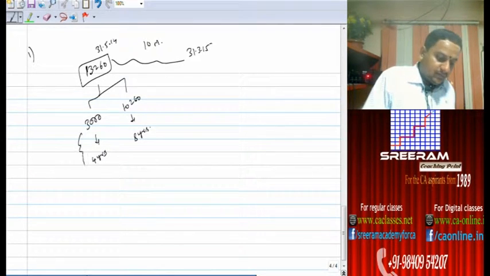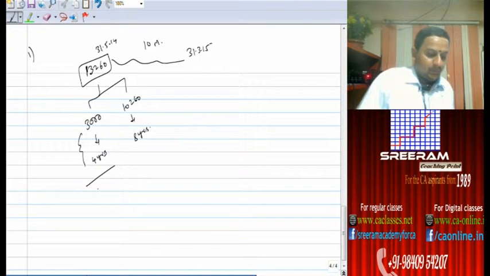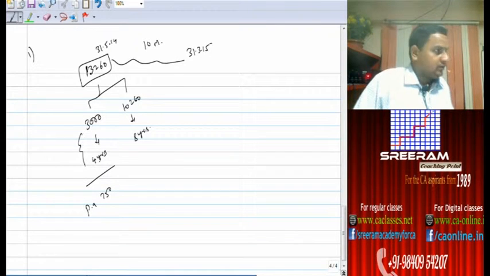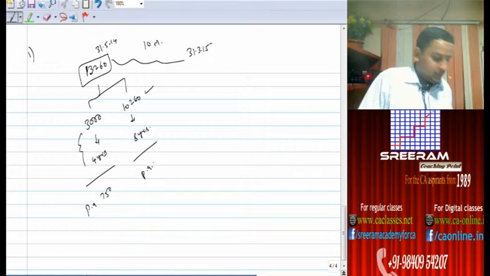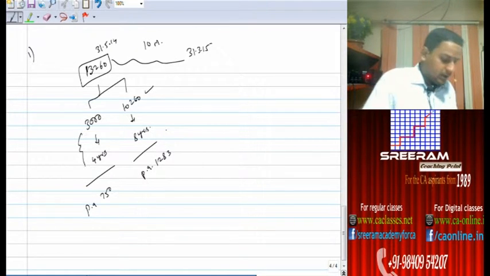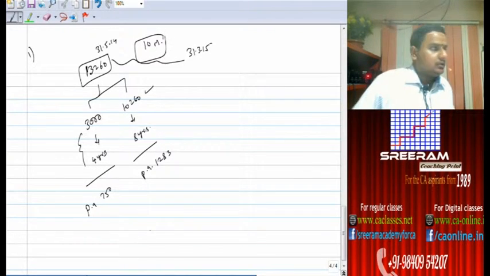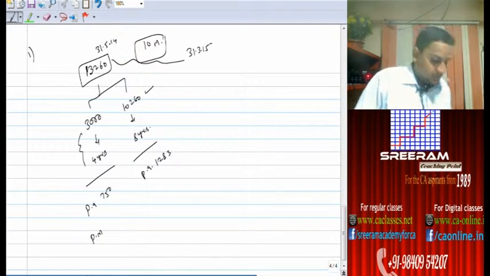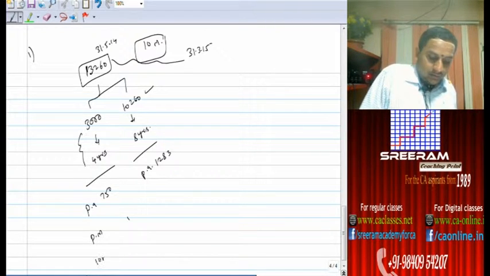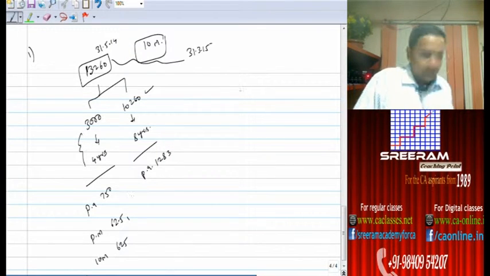So for this 3,000, which has a 4 year life, we can provide depreciation separately. Per annum, it comes to 750, that is 3,000 by 4 years. For this 10,260 with 8 years life, per annum, if you compute, it comes to 1283 on an average, or 1282.5. But we need to take monthly depreciation. So if you convert the 750 per month, we'll get some number. For 10 months, we'll get 625. 62.5 you will get, into 10 you will get 625.